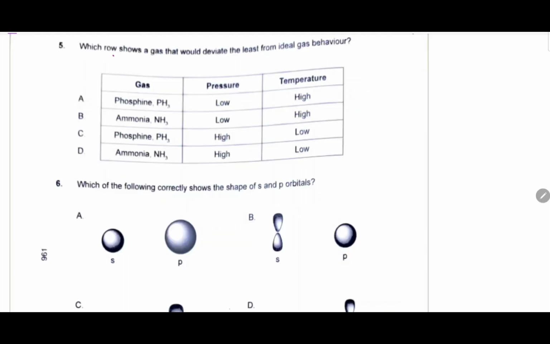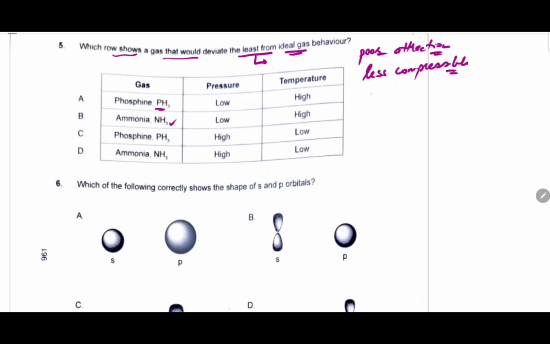Next question is, which row shows a gas that would deviate the least from the ideal gas behavior? Least deviation I require. Now, for the gas to deviate least, it should have poor attraction forces and should be less compressible. Poor attraction forces should be there. We have phosphine as an example and ammonia is the second option.